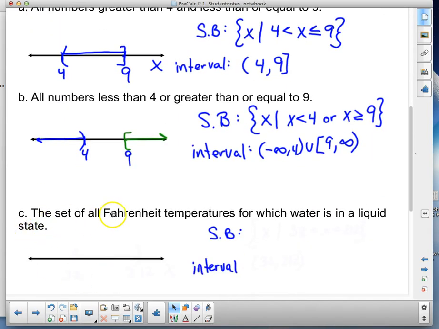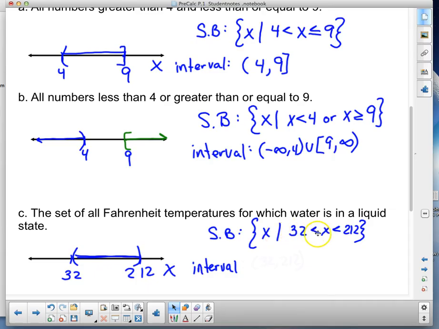Now in C, the set of all Fahrenheit temperatures for which water is in the liquid state. Now we have to assume at 32 it's still liquid, and when it's lower than 32 it'll be in a solid state. Okay, so when we're doing this, we're looking at 32 degrees to 212. It's important that you recognize that we have to consider the steam. The state of water at 212 becomes steam. So we have a range from 32 to 212.